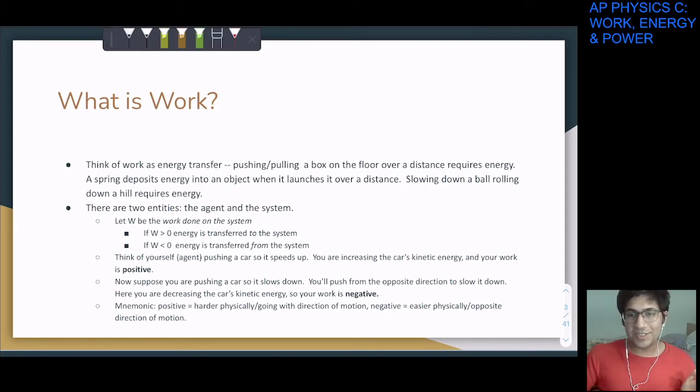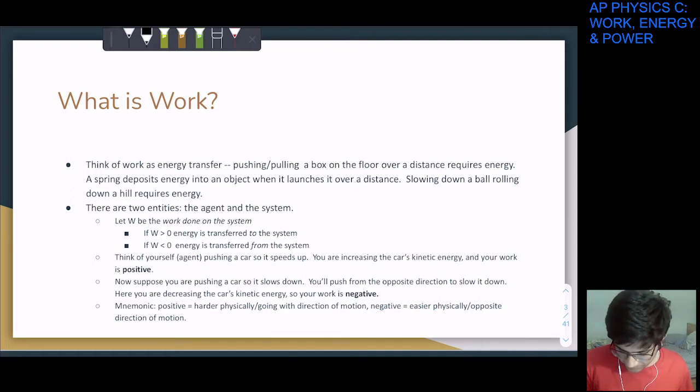In the situation I just described, if the car is going from slow to fast, we're delivering energy. If it's going from fast to slow, we're removing energy. The mnemonic is that positive work is harder to do physically, like speeding up a car versus slowing it down. You can think of which one's easier to do. Positive work is going with the direction of the motion, and negative work is opposing the direction of motion.